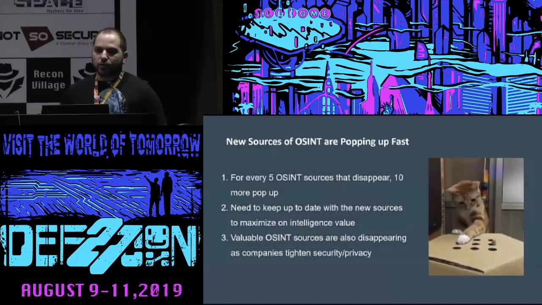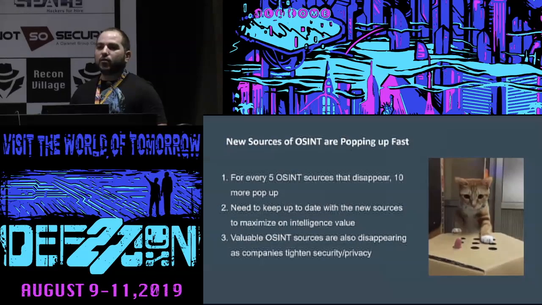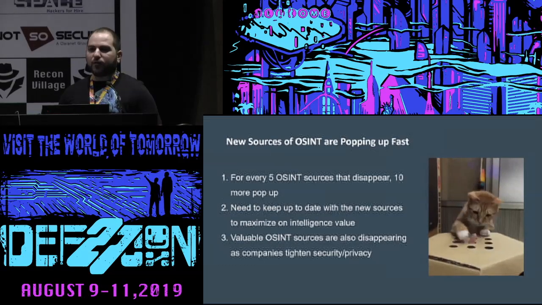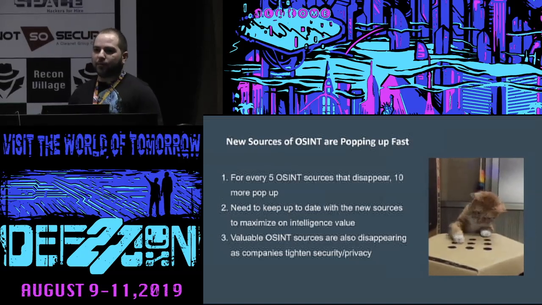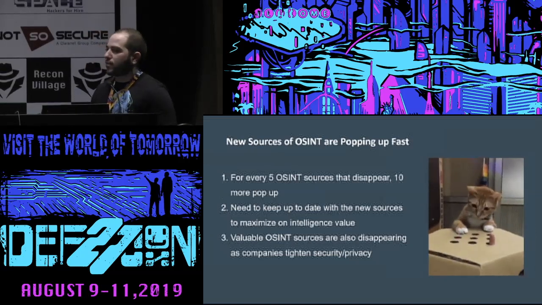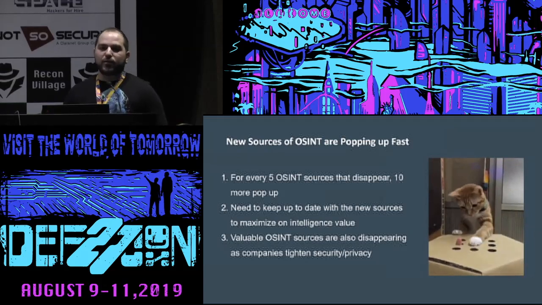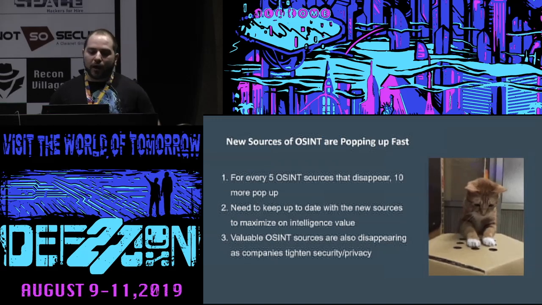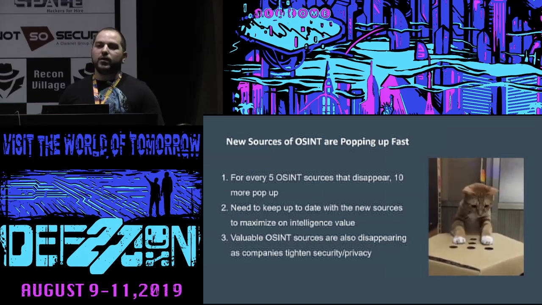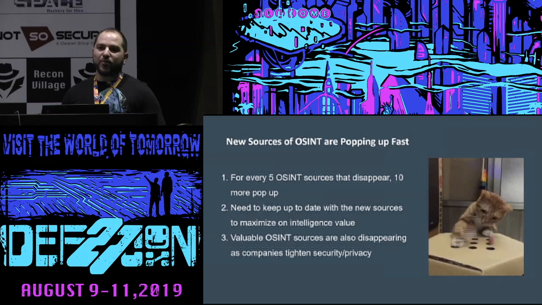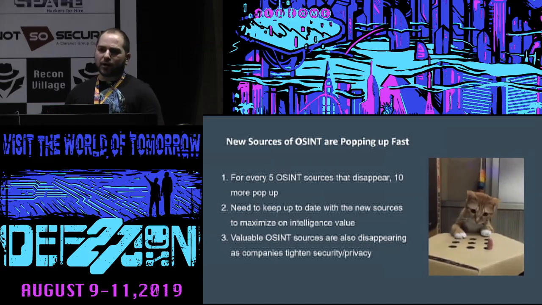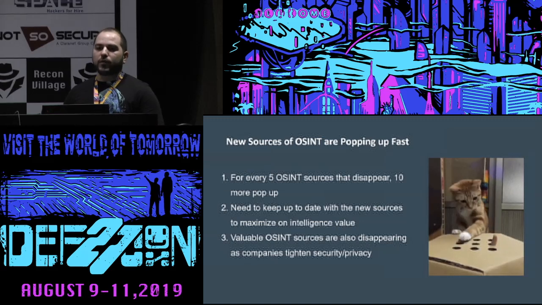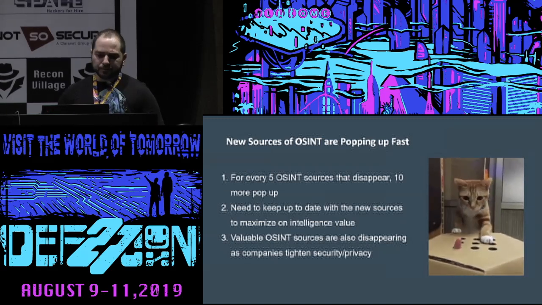Now, the next challenge we're seeing, there's so many new sources of OSINT popping up. It almost seems that for every 5 OSINT sources that disappear, 10 more pop up. We're playing a game of whack-a-mole. It's just like, okay, which one do I look at now? There's so many tools popping up, so many platforms. APIs are changing. So how do we tackle this? So the main way to do this is to really stay up to date with all the OSINT tools. Listen to your podcasts, look at your blogs, see what tools are being more commonly used to serve the specific purposes that you need them to.